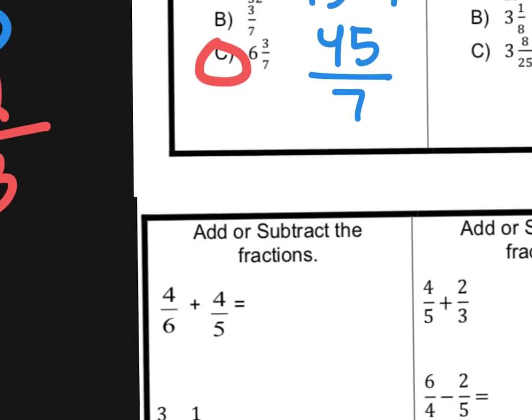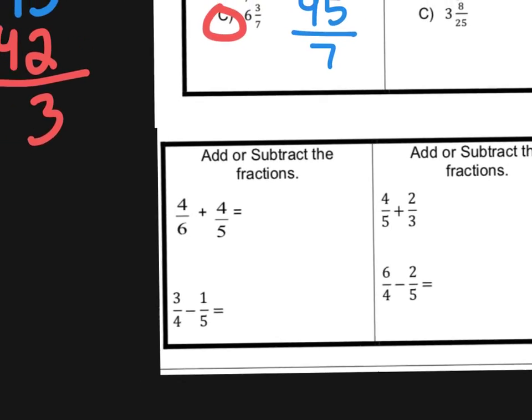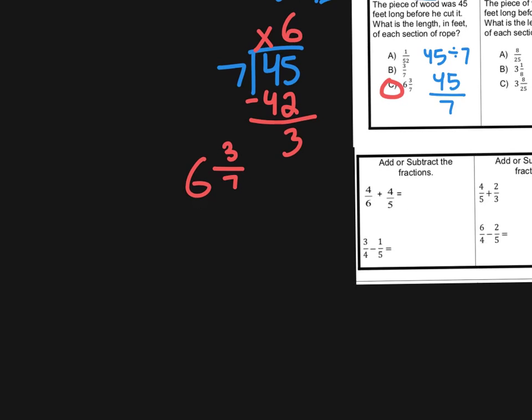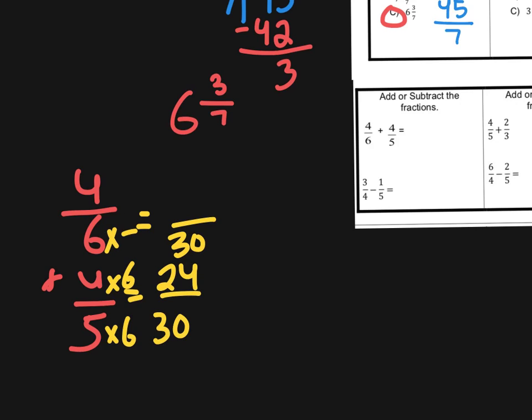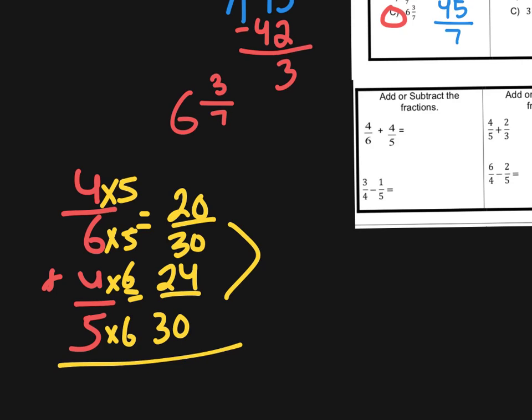For the last one, it says add or subtract the fractions. These are just getting a common denominator. The first one is 4/6 plus 4/5. We'll get a common denominator of 30 and 30. This is times 6 to give us 24. This is times 5 and times 5 to give us 20 30ths. When we add that, that will give us a total of 44 30ths.